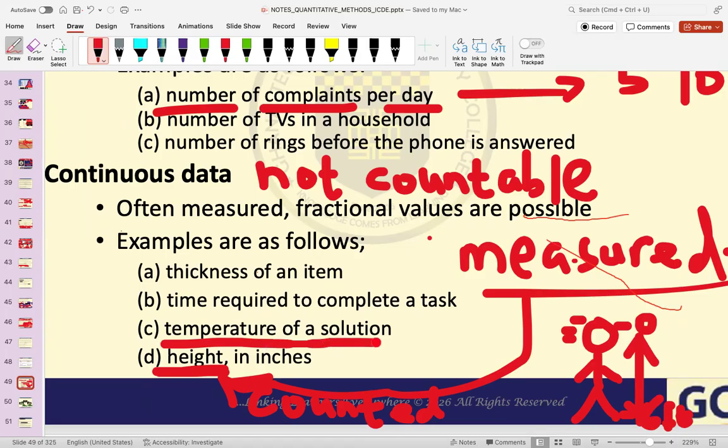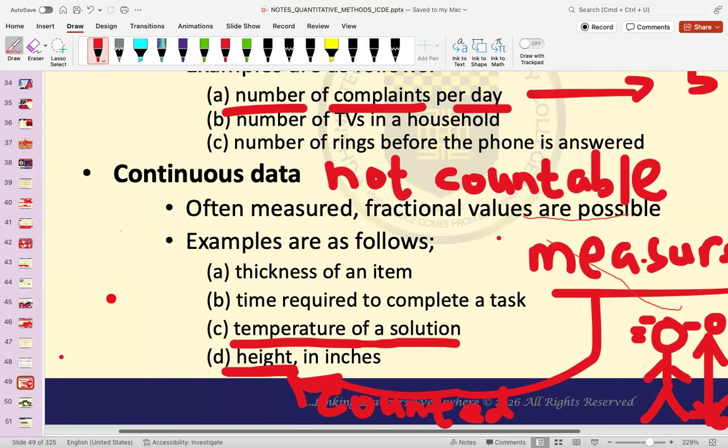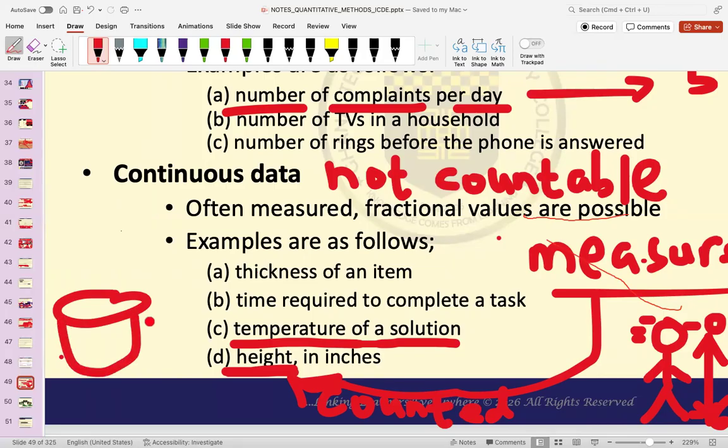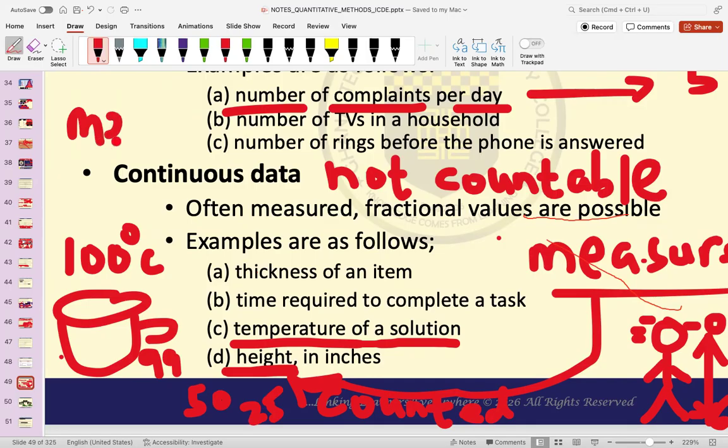Temperature of a solution. If you prepare a cup of Milo and you use very hot water, 100 degrees Celsius, when you are cooling your tea, how do you know when the temperature drops from 100 to 99, from 99 to 50, from 50 to 25? How do you know? You cannot count it. You can only measure it with a thermometer. So that is a continuous data.